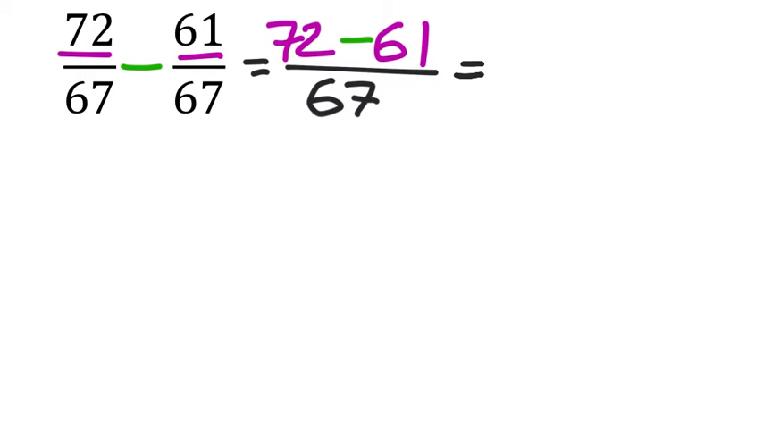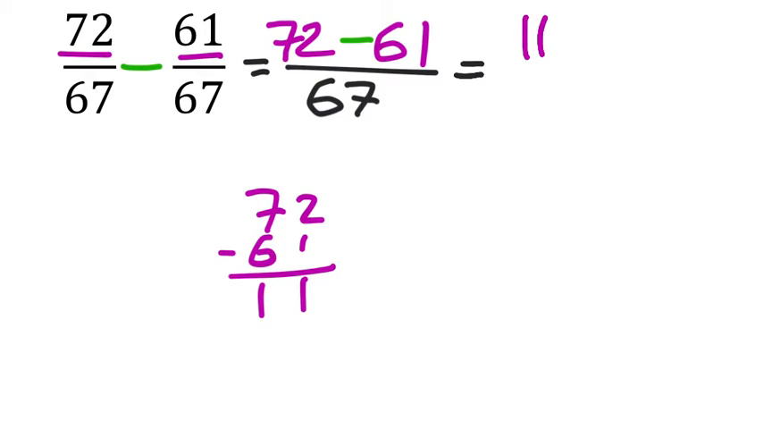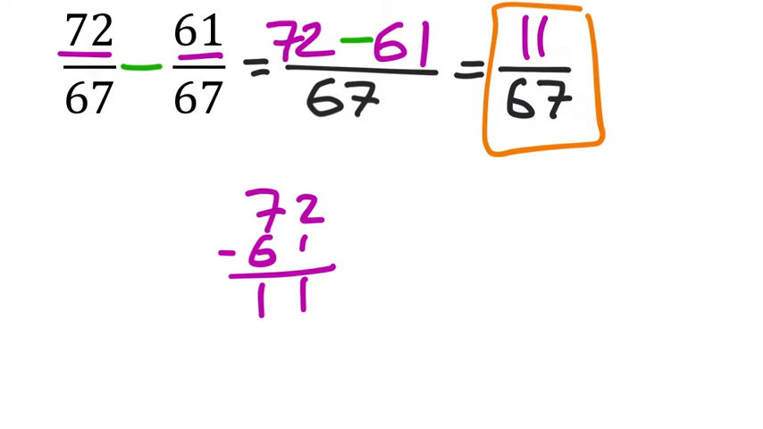So what do we get from 72 minus 61? We'll show the work for this. 2 minus 1 is 1, 6 minus 1 is 1. So that's our new numerator, 11 over 67. Make that a better 7. There we go. Yeah, 67 is not a multiple of 11, and 11 is prime. So, wow, that's as far as we can go on this one.